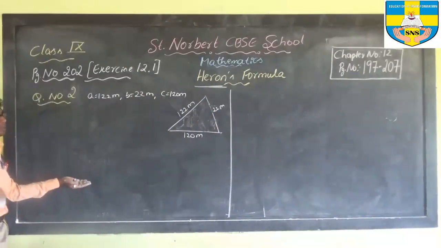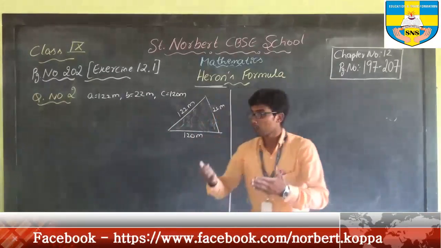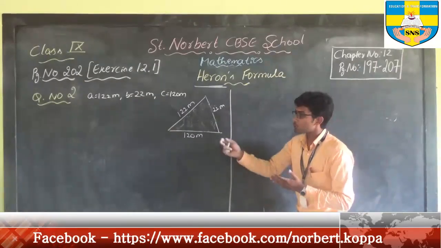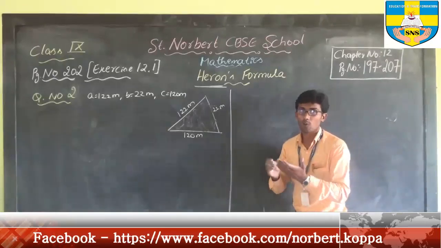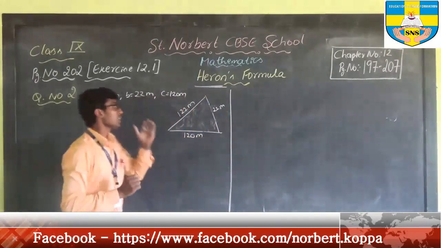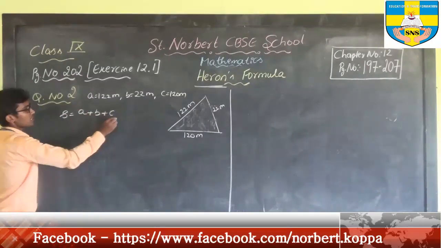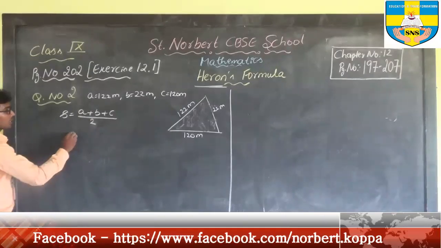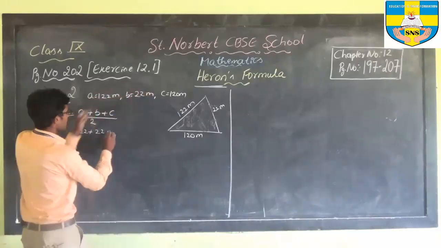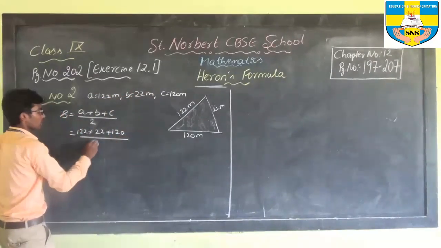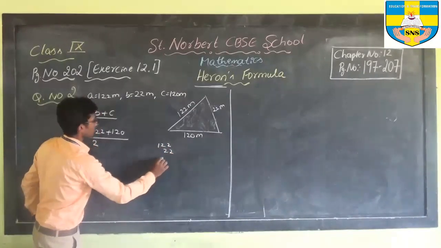Before starting Heron's formula, you need to calculate the semi-perimeter. Why do you need to calculate the semi-perimeter? When you look at the formula, we have square root of s into s minus a, s minus b, s minus c, where s is nothing but the semi-perimeter. Let me calculate s in the beginning. s is equal to a plus b plus c divided by 2. a is 122, b is 22, c is 120, divided by 2. So add 122, 22, and 120.